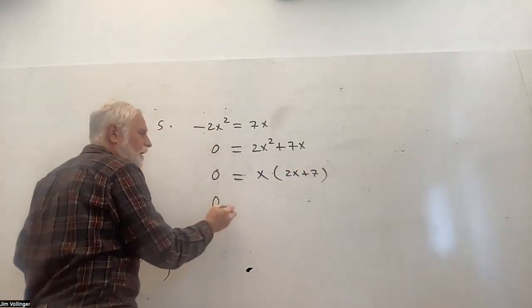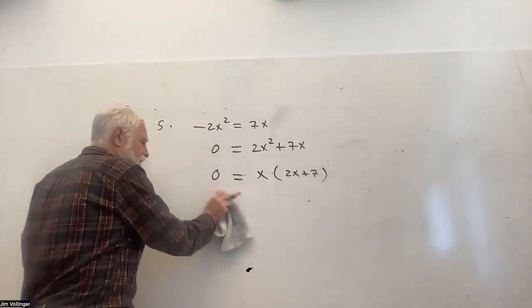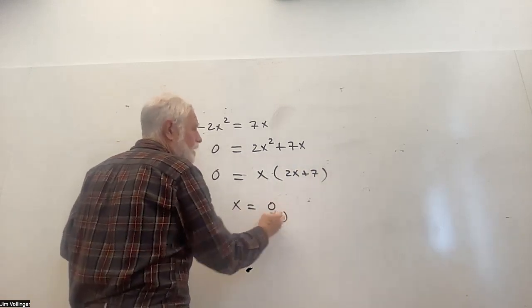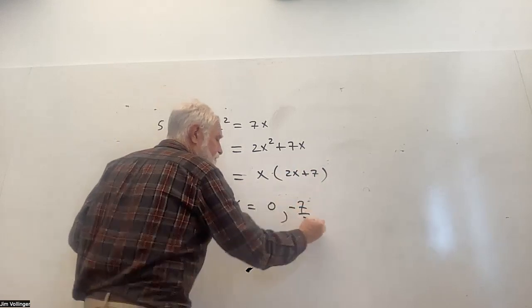And therefore, I think I can see the answers. Don't need to write that. So my answers are 0 and -7/2.